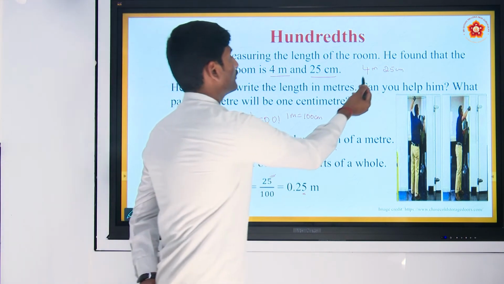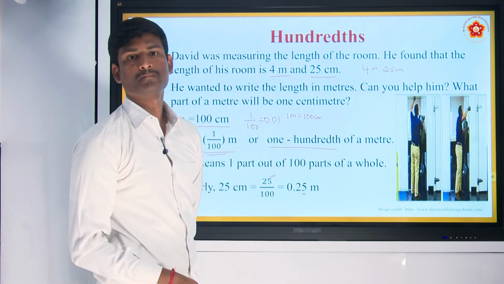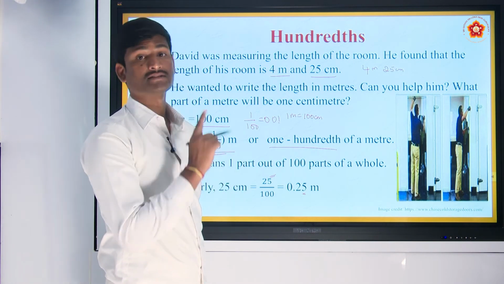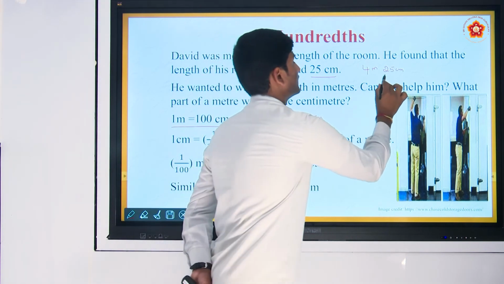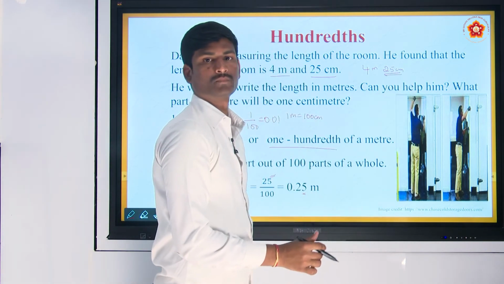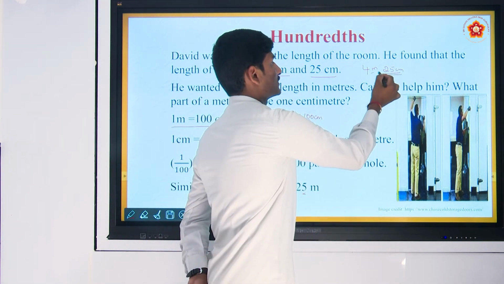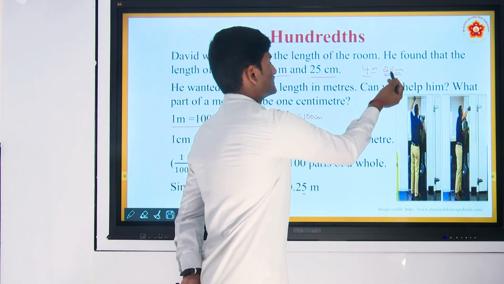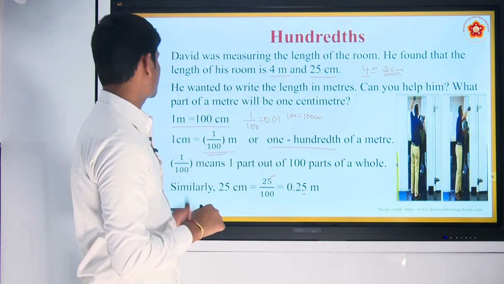Here 4 meter 25 centimeter. We write in only meters. Both are different, 4 meter and 25 centimeter. We convert centimeter to meter.